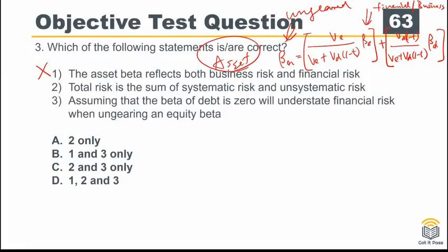Next, total risk. Total risk is the sum of systematic risk and unsystematic risk. This is true, definitely. The definition of total risk is exactly the sum of systematic risk and unsystematic risk. And the third one: assuming that the beta of debt is 0 will understate financial risk when ungearing an equity beta.